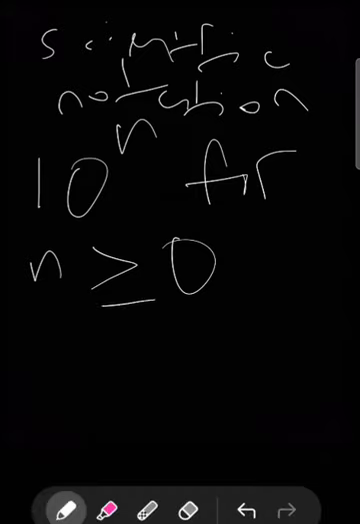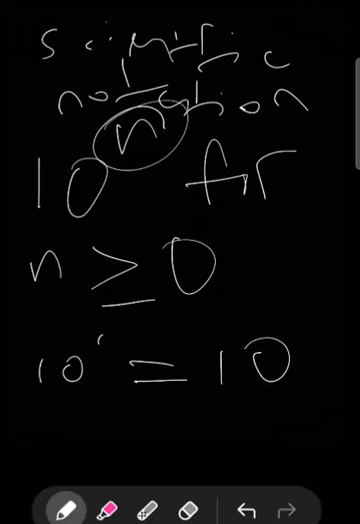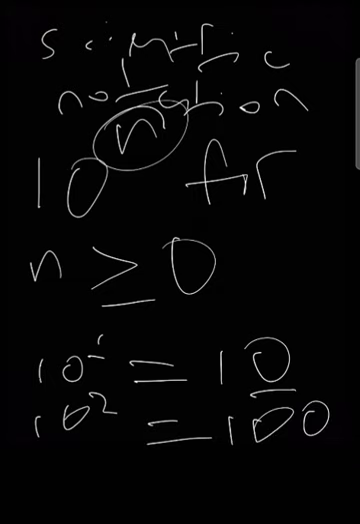So, if we have 10 to the n, for n a positive number, so n is greater than or equal to 0, then that will be the number of zeros following the 1. So 10 to the 1 is equal to 10, one zero. 10 squared, or 10 to the 2, is equal to 100, 2 zeros, power of 2, and 2 zeros. I hope you get the point. And then, of course, 10 to the 0 equals 1, no zeros. 0 zeros, okay?